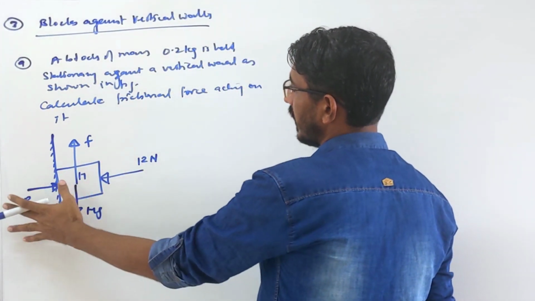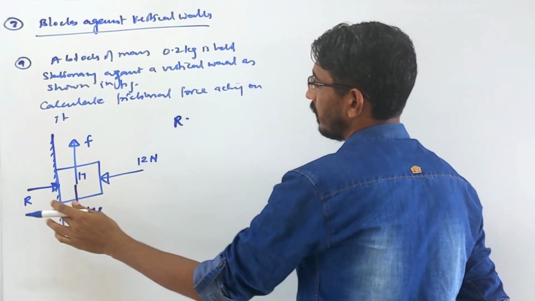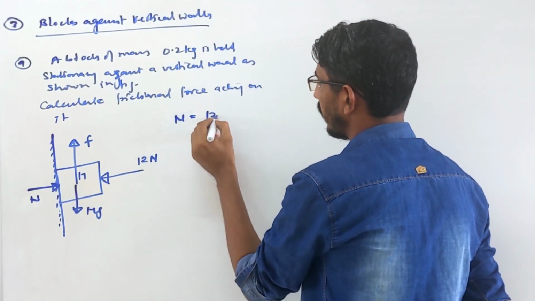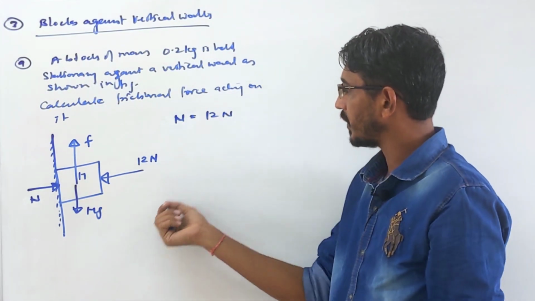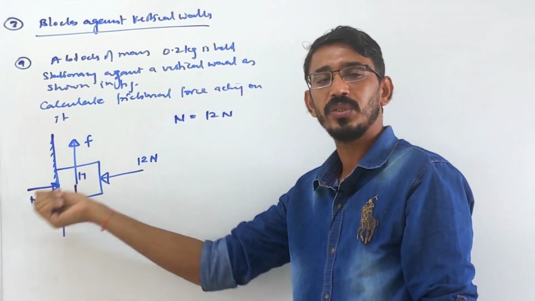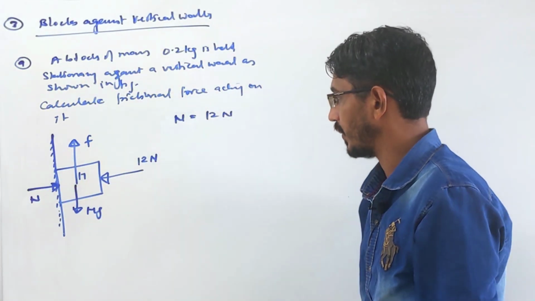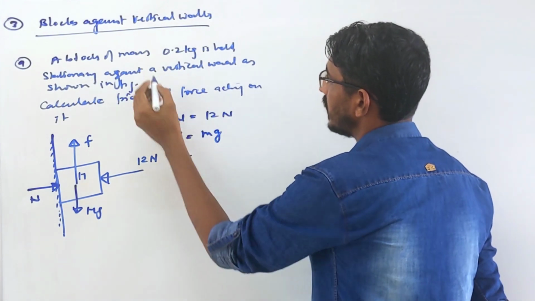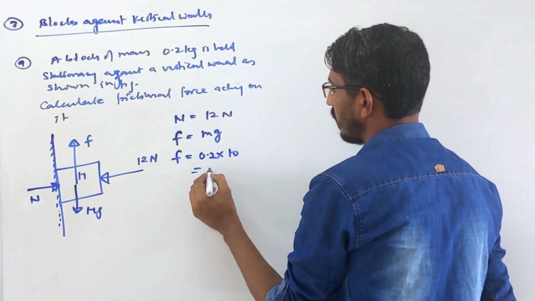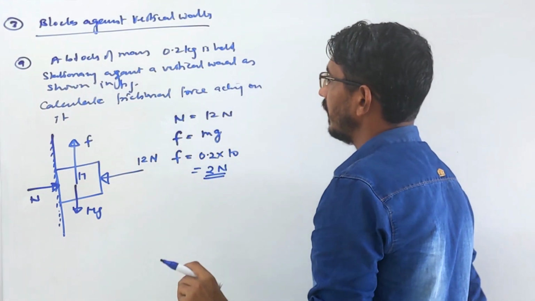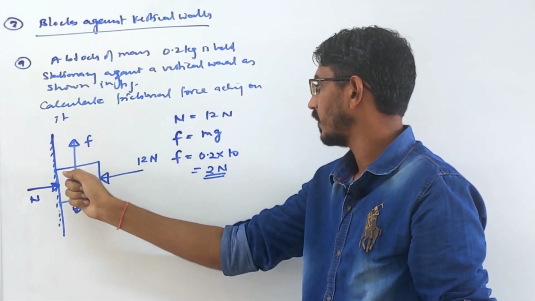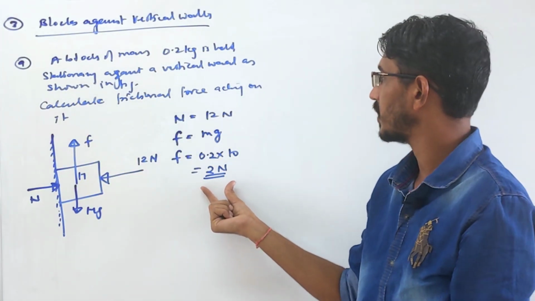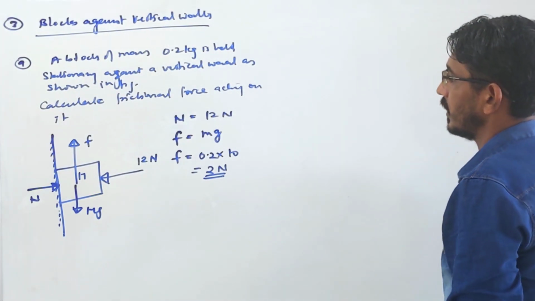If they are stationary, these forces will be equal. We generally write the symbol N, doesn't matter. Your reaction will be equal to the force applied, how much? 12 Newton, done. If they ask what is the reaction at the wall, or the force applied by the wall on the block or by the block on the wall, both answers are 12 Newton. Then you see the upward frictional force should be equal to the weight of this block, mg. F is equal to m, which is given as 0.2 kg, into 10. So that becomes 2 Newton. This is the force applied by the wall on this body. Frictional force they are asking, sorry, yes, frictional force, not the normal direction. Yes, so this is the simple answer.